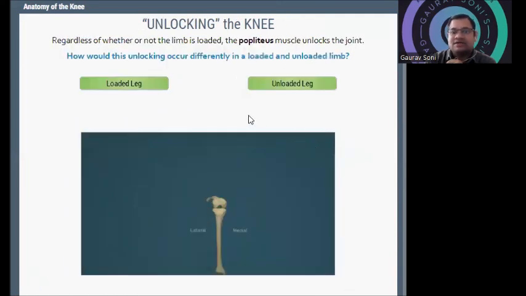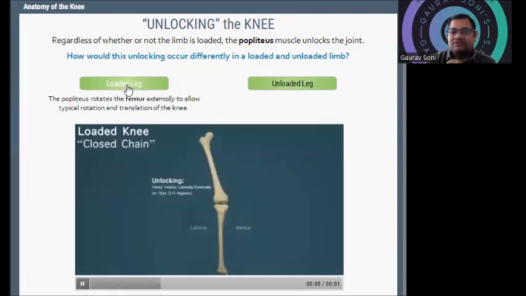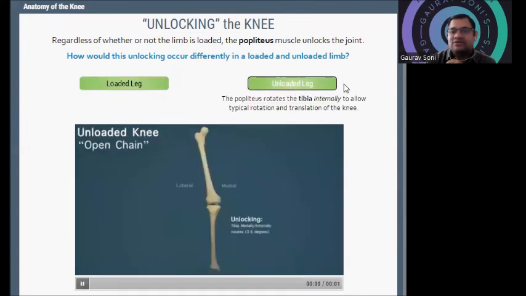Next, what is unlocking? Regardless of whether or not the limb is loaded, the popliteus muscle is called the unlocking muscle of the joint. For a loaded leg, it will be like this. Unlocking will be like this. The popliteus rotates the femur externally to allow the typical rotation and translation of the knee. If it is unloaded, again the popliteus is the only one going to help. You see again, like this. Unlocking is going to internally rotate the tibia to allow the typical rotation and translation of the knee joint.